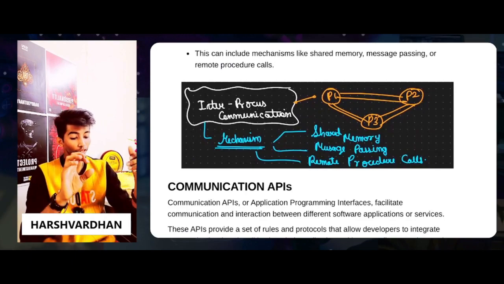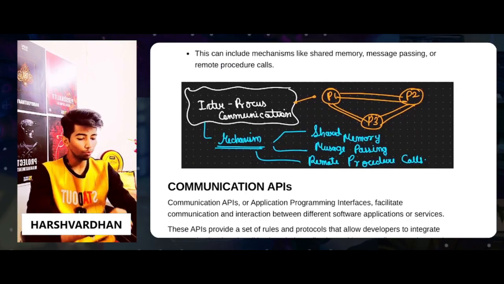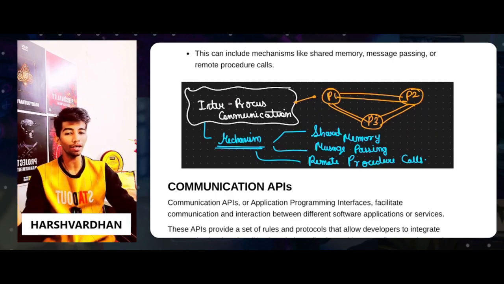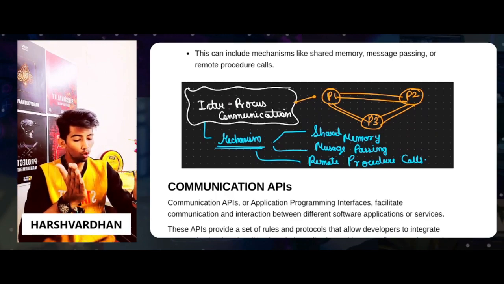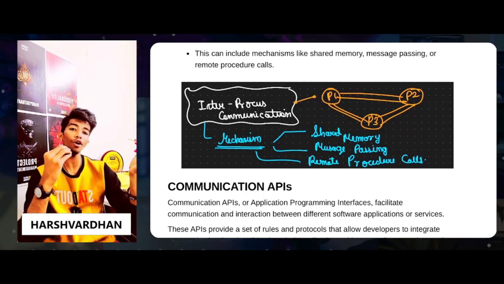IPC is studied in operating systems, to be precise. IPC stands for inter-process communication, where two or three processes communicate with each other through a mechanism, and this mechanism can be shared memory, message passing, or remote procedure call.